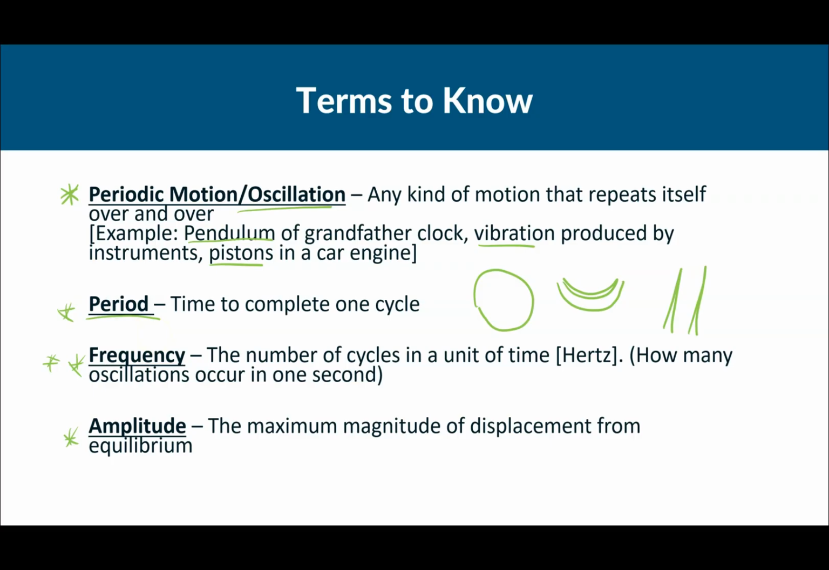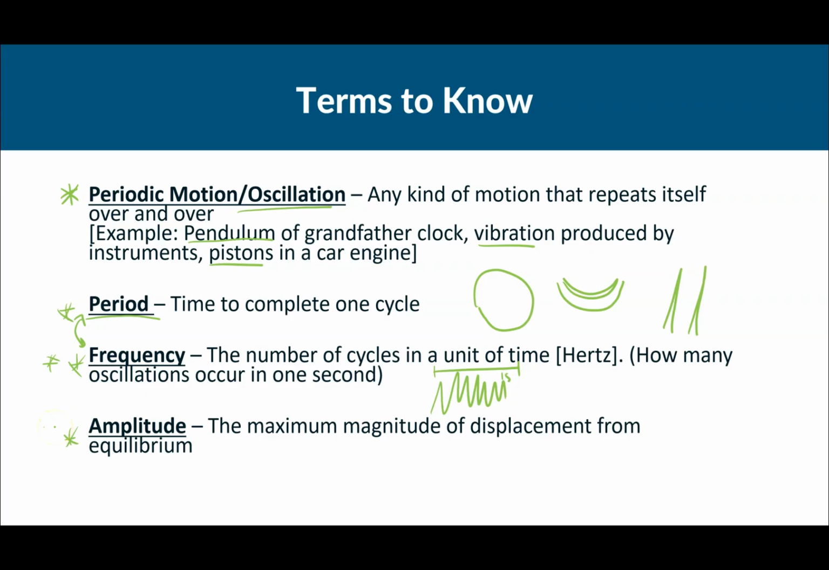Frequency is the number of cycles in a unit of time. Hertz: how many oscillations occur in 1 second. For example, if something is vibrating very quickly like this, it's how many times it vibrated in 1 second. Okay, that's frequency. It's like the opposite of a period, but we'll talk more about that later.